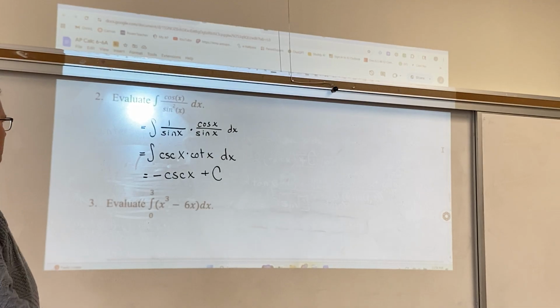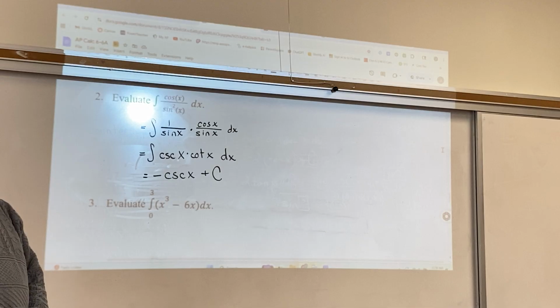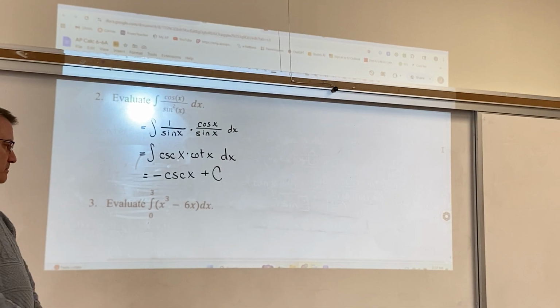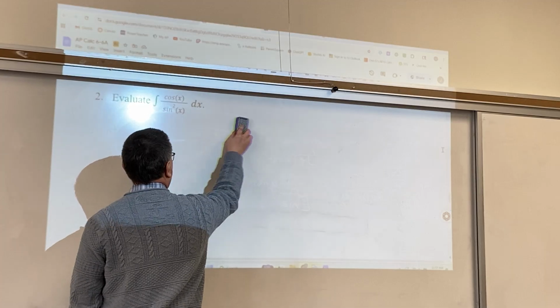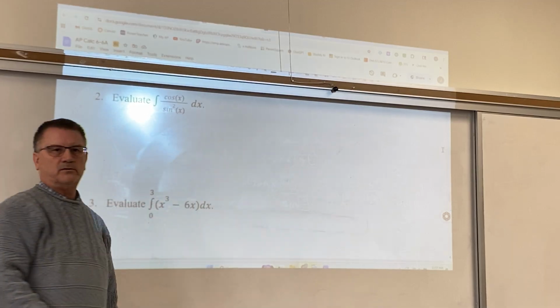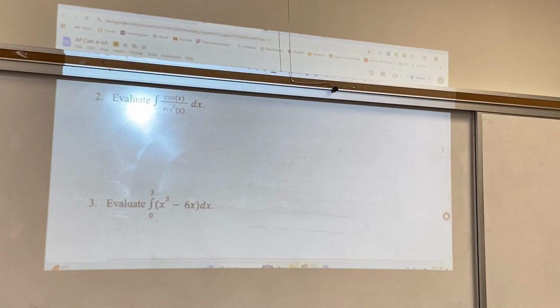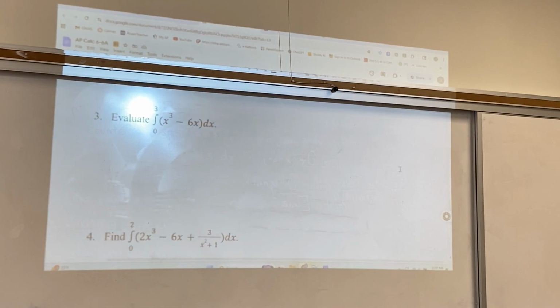Okay. Questions yet? Anybody with questions? No? Okay. Man, we're just moving right along. Let's see. Third one. Let's evaluate the integral from 0 to 3 of x cubed minus 6x in terms of x dx.